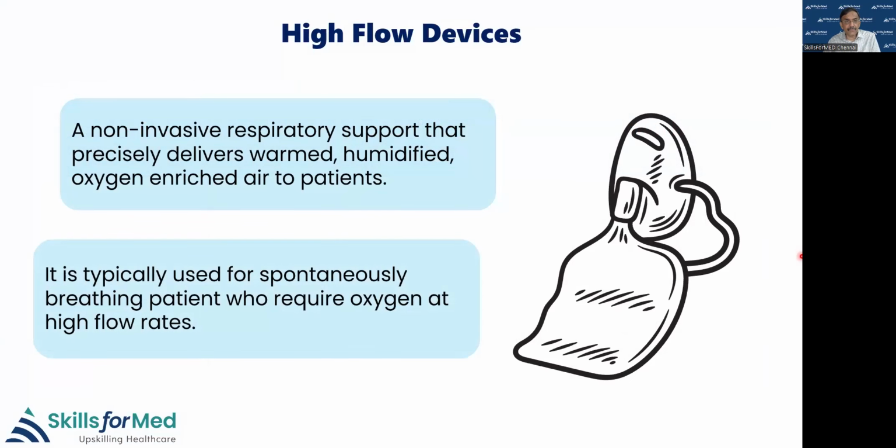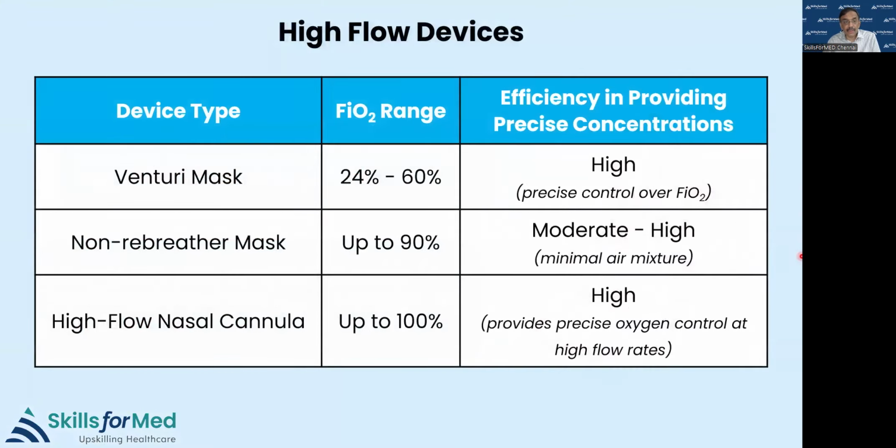Whereas if you look at high flow devices, these are non-invasive devices which can deliver both humidified, warmed oxygen to the patients. And it is used for patients whose oxygen requirement is very high. So if you look at the high flow devices, again, the workhorse is the Venturi mask. Here the range is very, very accurately you can set depending on the color of the Venturi you are using. It ranges from 24 to 60.